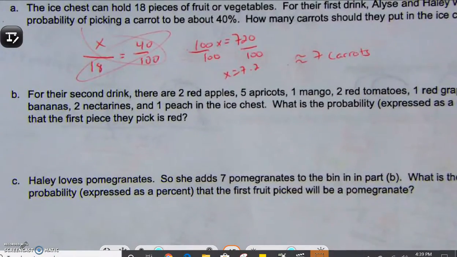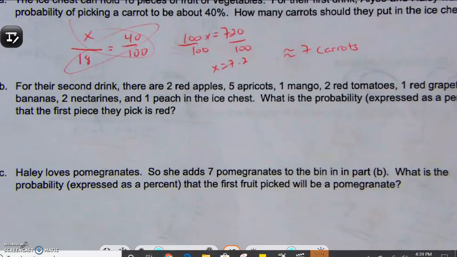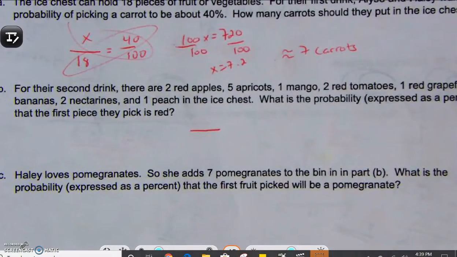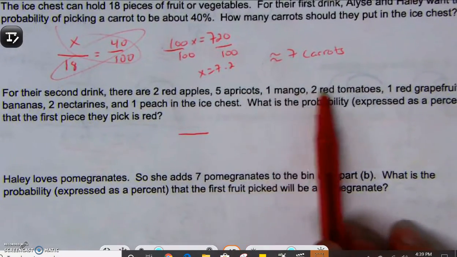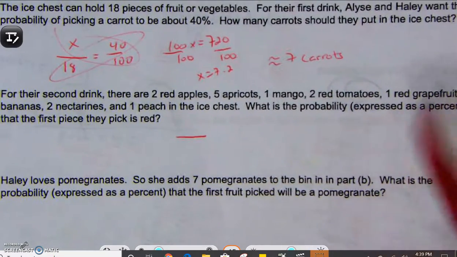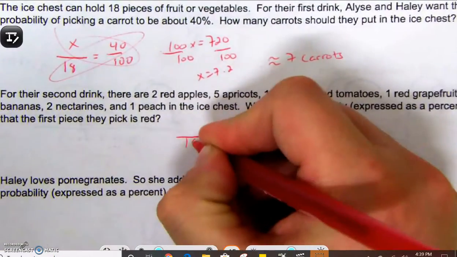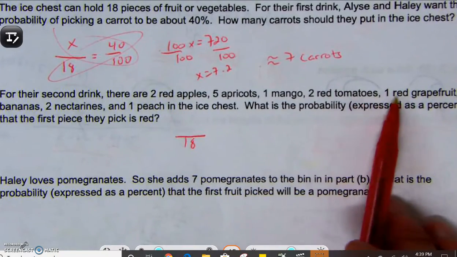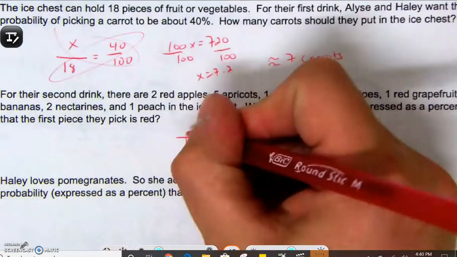So then in B, for a second drink, there are 2 red apples, 5 apricots, 1 mango, 2 red tomatoes, 1 red grapefruit, 4 bananas, 2 nectarines, and 1 peach. What's the probability expressed as a percent for the first piece to be red? So first off, we need to figure out how many total pieces there are. So 7, 8, 10, 11, 15, 17, 18 total pieces. And then I need to figure out red. So I've got 2 red apples, I've got 2 red tomatoes, and I got 1 red grapefruit. So we have 5 total red.